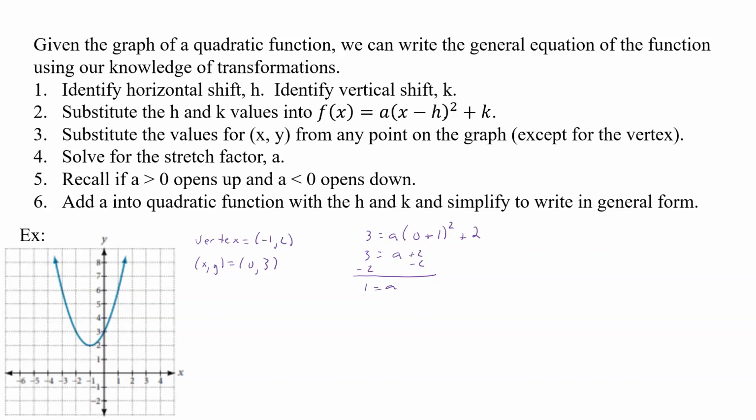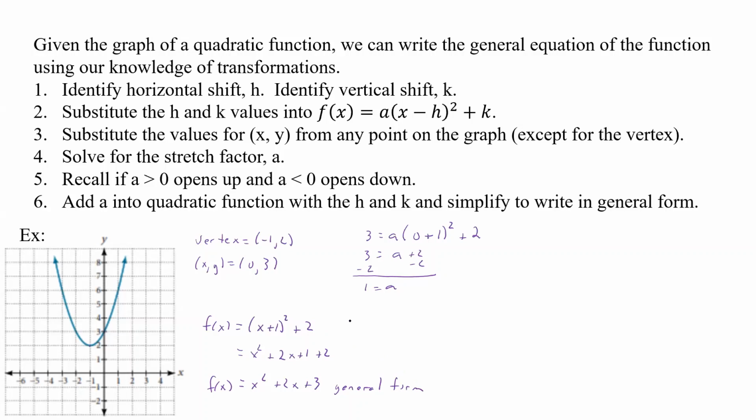Now we can plug that back into our standard form with our h and our k, and that gives us f of x equals 1, or we can just leave it off, times x plus 1, the quantity squared, plus our k, which is 2. Now we have to square this because we're going to the general form. So if we square that, that's x squared plus 2x plus 1. And we still have plus 2 here. And so that's x squared plus 2x plus 3. That's going to be our function in the general form.